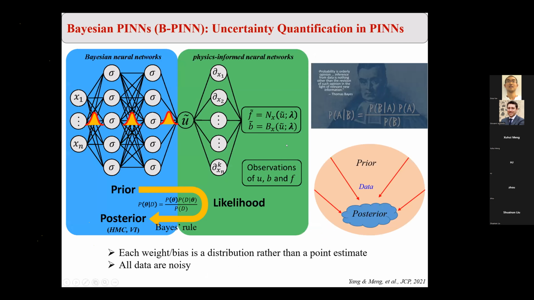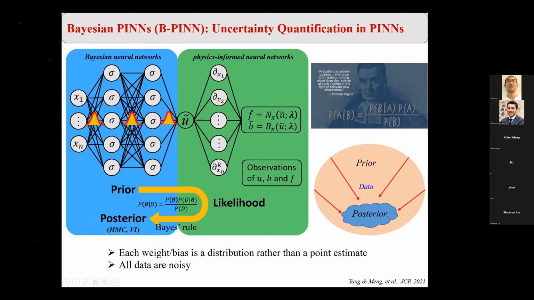We propose the following framework, which we call Bayesian PINNs. This is a schematic of the Bayesian PINNs, or B-PINNs. We use a Bayesian neural network to replace the fully connected neural network in PINNs. In the Bayesian neural network, each weight and bias is a distribution instead of a point estimate as in PINNs. For example, we can specify a normal distribution for each weight and bias. If we get a sample for each weight and bias, we'll get a collection, or a distribution over functions for U, which we'll call the prior here.